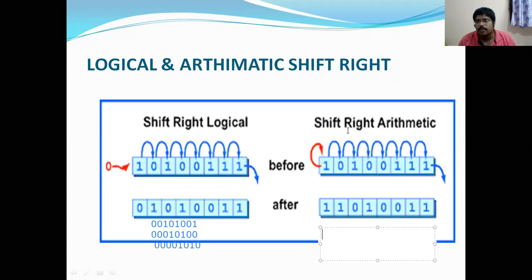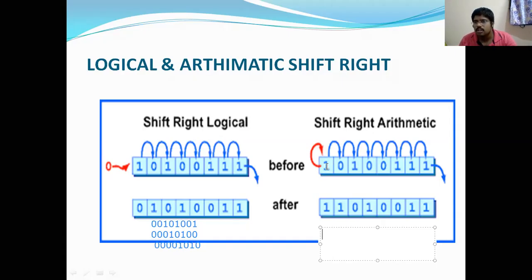But whenever you perform the shift right arithmetic operation, there is only one difference. What is the difference? See, this topmost MSB bit has another name. It is also called the sign bit. Very important topic. So whenever I perform arithmetic shift right, the same thing is going to be repeated, except for only one difference. What is the difference?